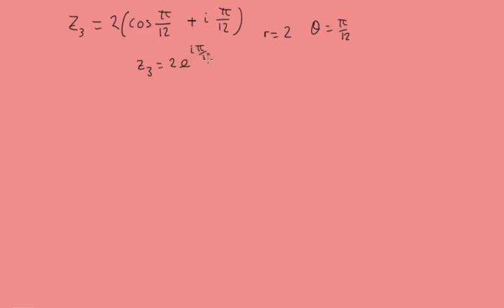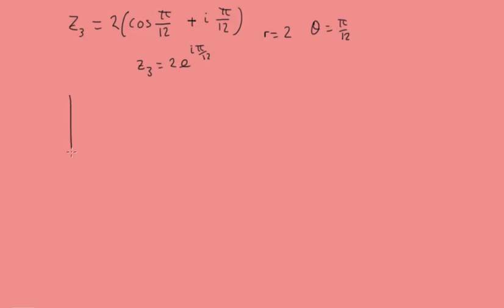Let's do one more of these. So now we've got z3, and we're going to have this given in the modulus argument form, cos pi over 12 plus i sine pi over 12. I want to write it as exponential and the Cartesian. So again, reading it off, r is going to be 2, theta is going to be pi over 12. So z3 can be written in the exponential form really easily. So it's going to be 2 e to the i pi over 12.